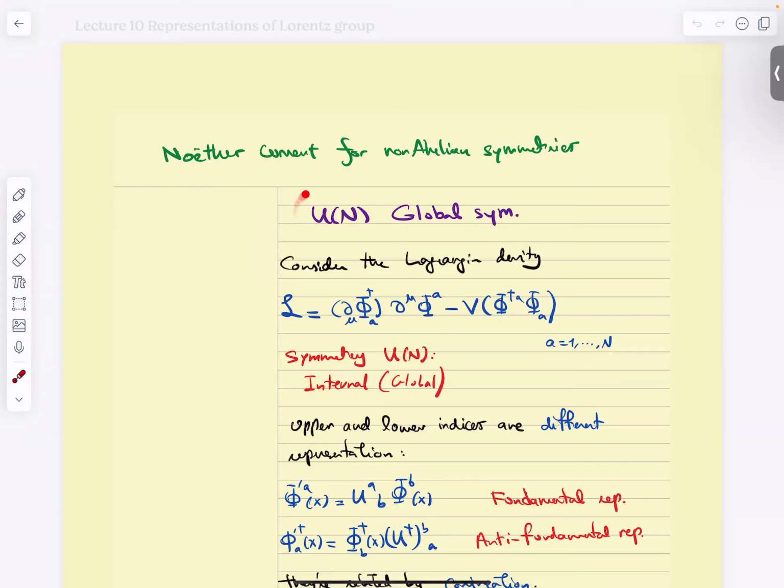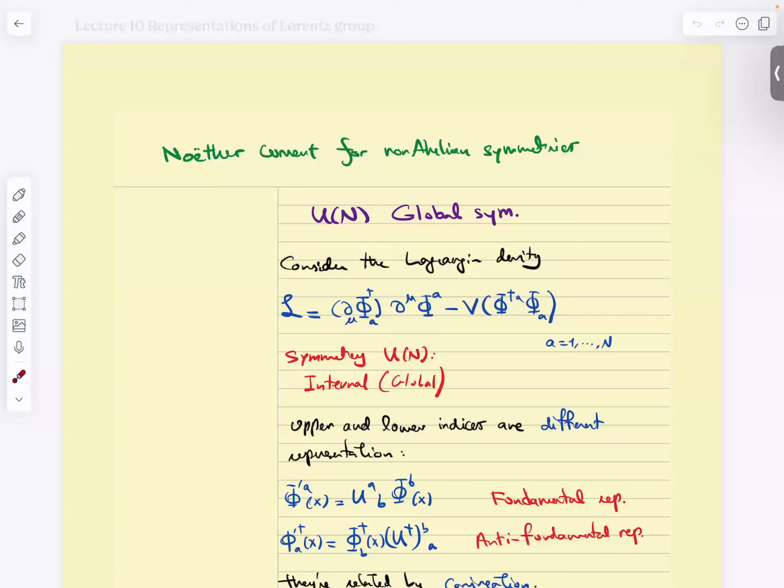In particular, we're talking about a U(N) global symmetry. Consider a Lagrangian density where phi^A is an n-dimensional complex vector of fields, right? It's a vector, but it's not a vector under a representation of space-time. It's an internal set of degrees of freedom, okay? So this is the action we write for it. It's the simplest action you could write down that's consistent with symmetries, is local and second order in derivatives.